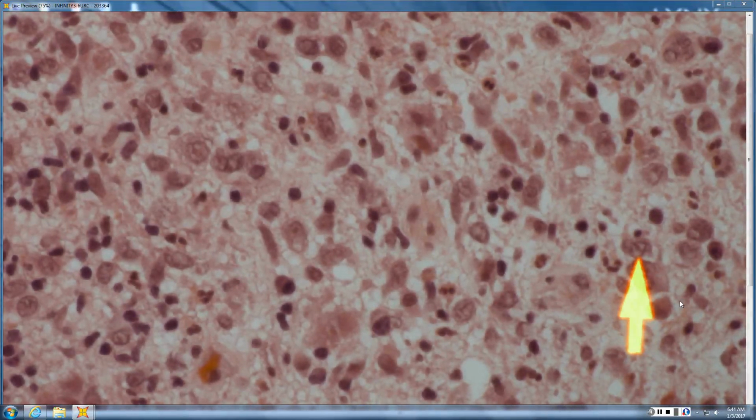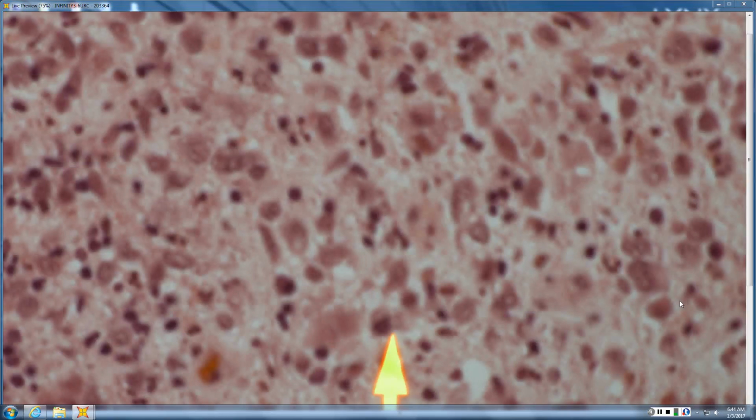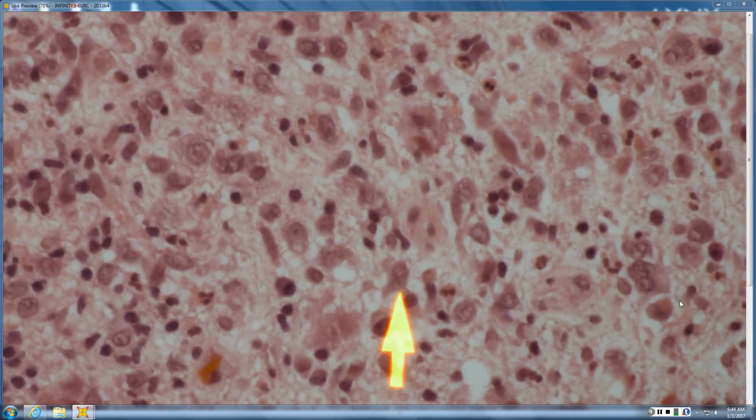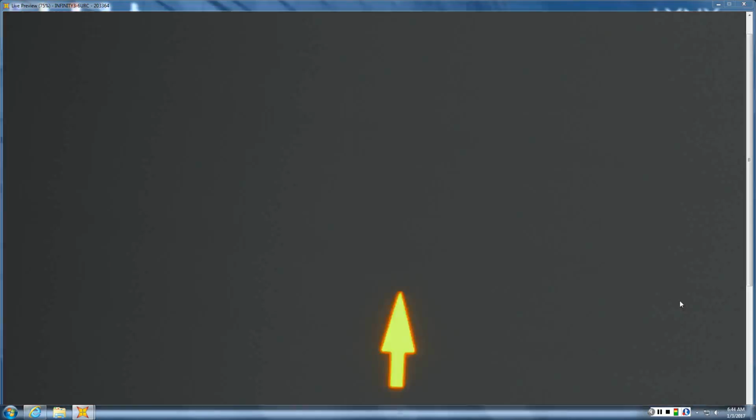So you start to find these around, and you can say, oh, these are a bunch of Langerhans cells, not neutrophils or lymphocytes or anything like that. So this must be Langerhans cell histiocytosis because there are so many of them.